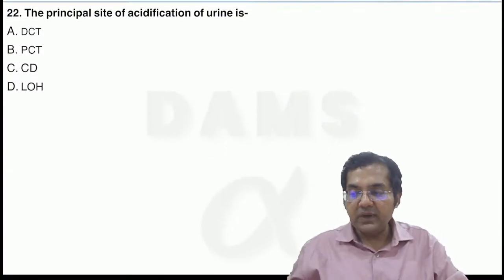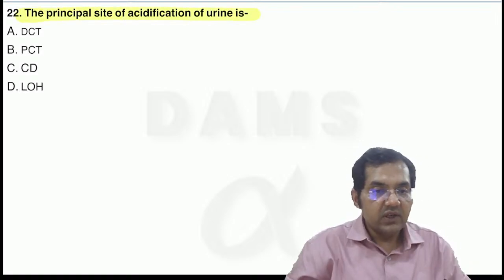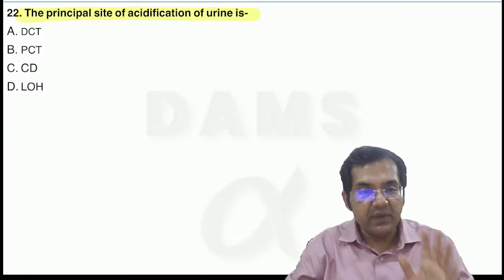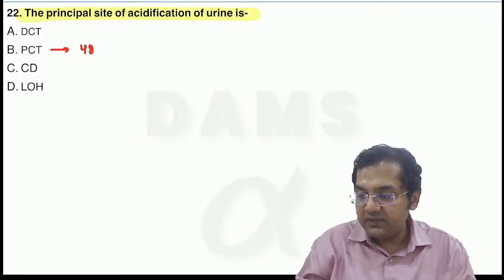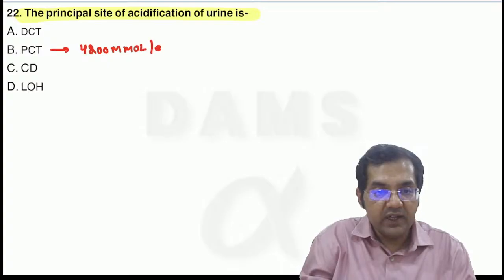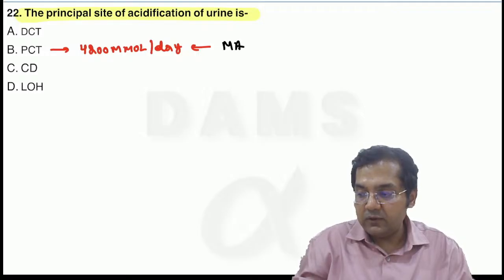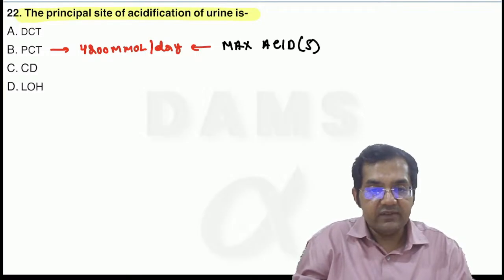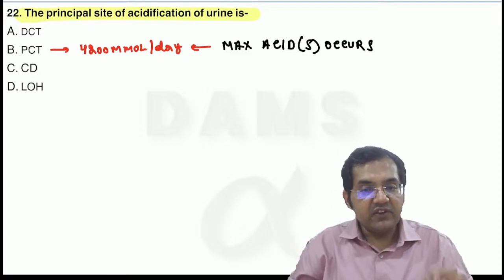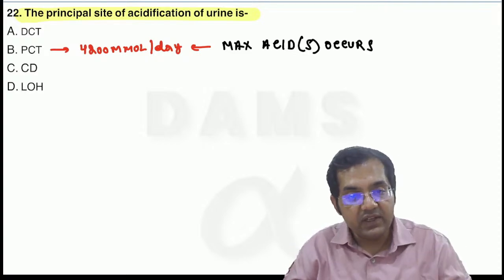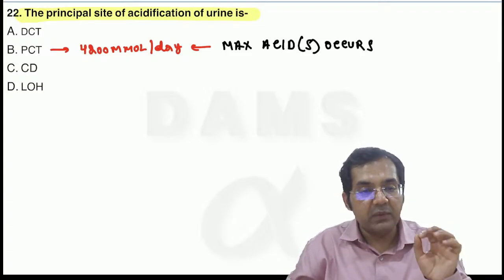Moving on to question number 22. What is the principal site of acidification of the urine? Very interesting question. Where does the urine get acidified mainly? So remember two different questions. If I ask you where is the maximum acid secretion, in the PCT 4200 millimole per day of acid is secreted. So remember always, maximum acid secretion occurs in the PCT, but despite having so much acid, the PCT hydrogen ion is not able to acidify the urine because of the bicarbonate which buffers this H+, right?